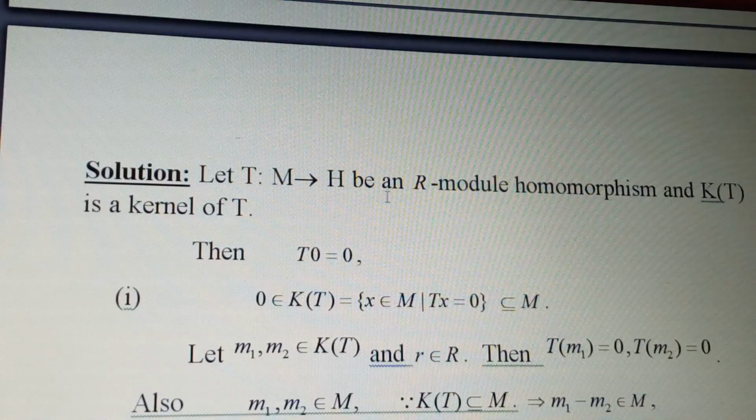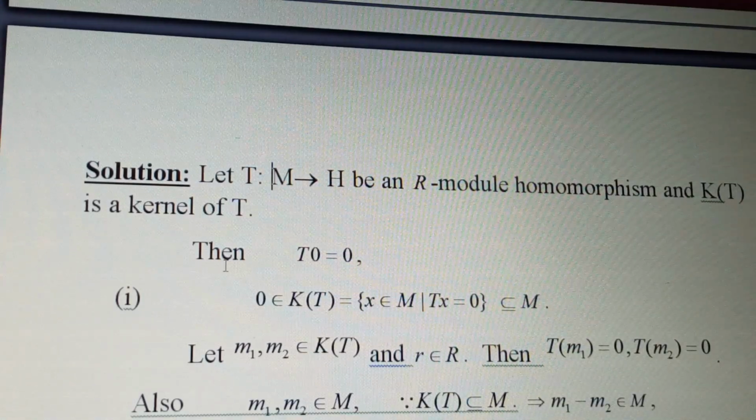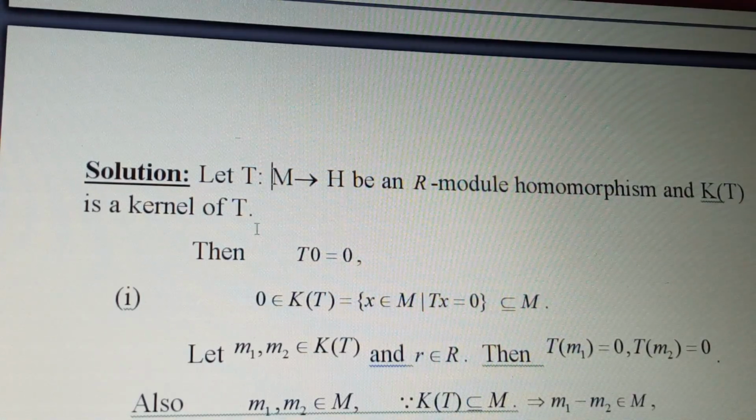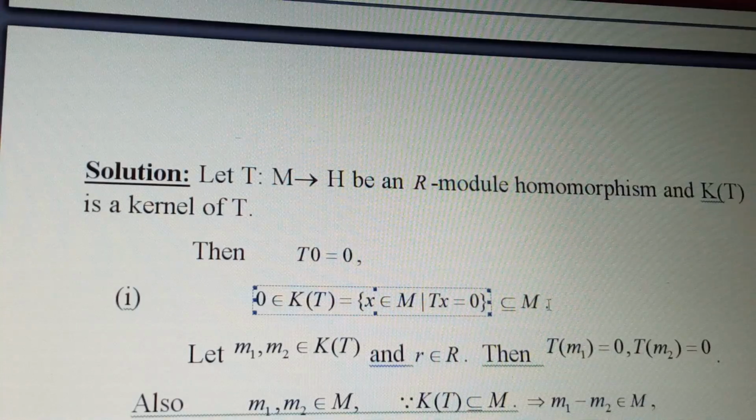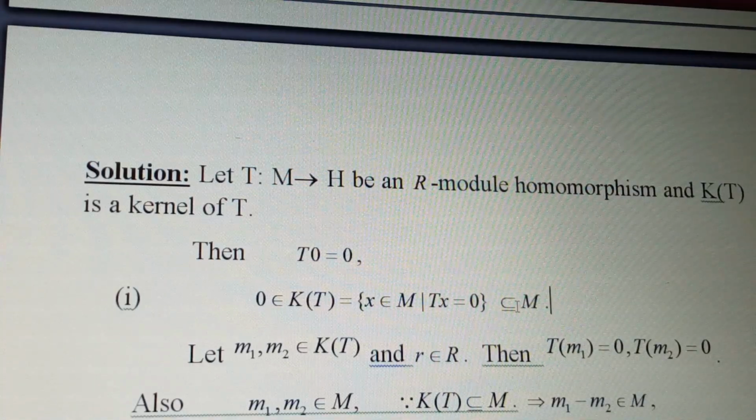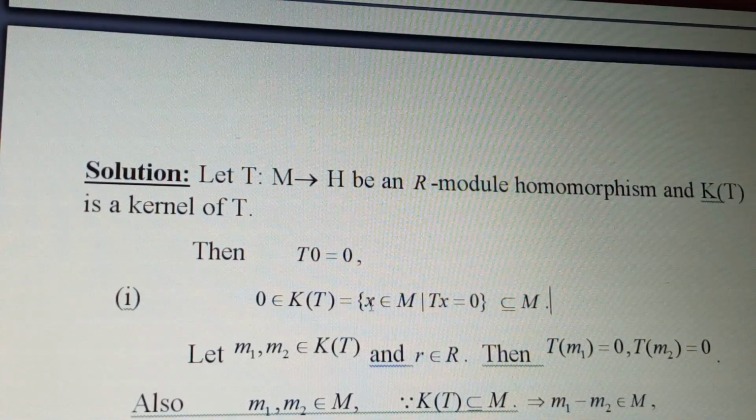This is the mapping from M to N, where M is the domain, N is the codomain, and KT is the kernel of this mapping. First condition: from the above theorem, T(0) = 0. So 0 belongs to the kernel T, meaning kernel T is non-empty, and it is a subset of M, and we show it is a submodule.